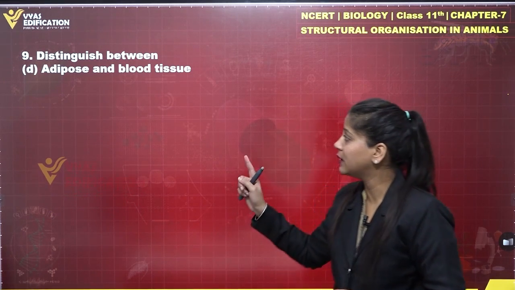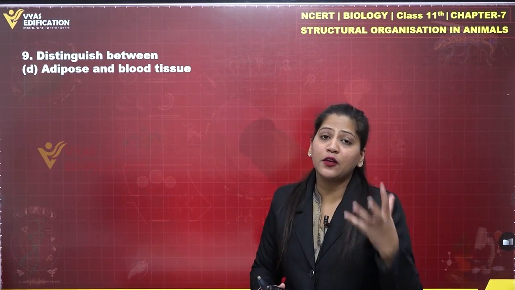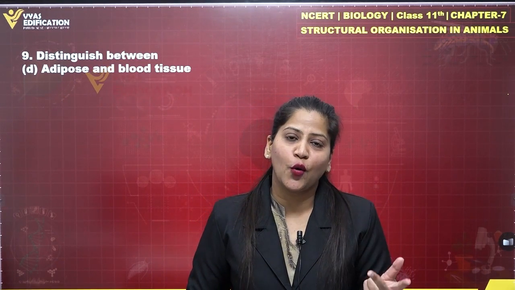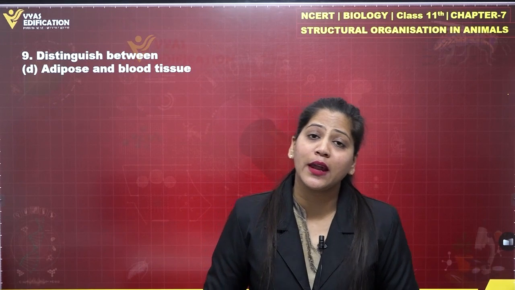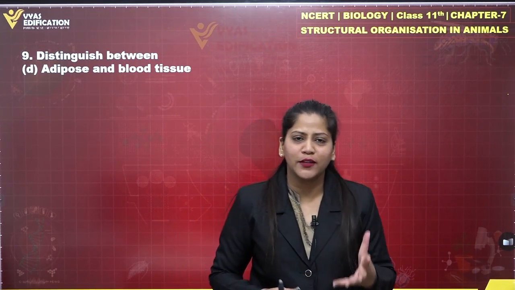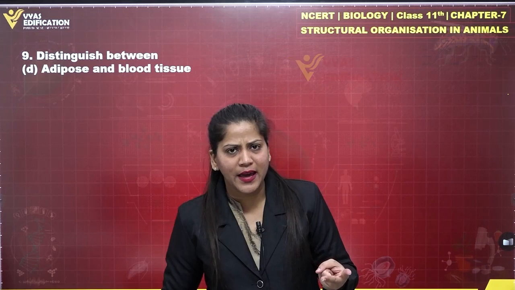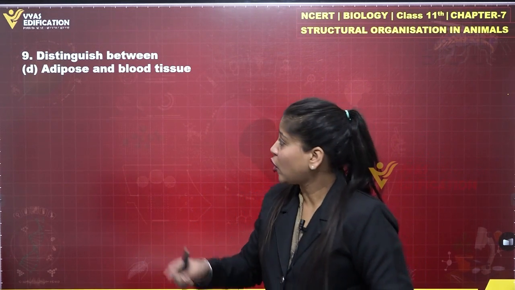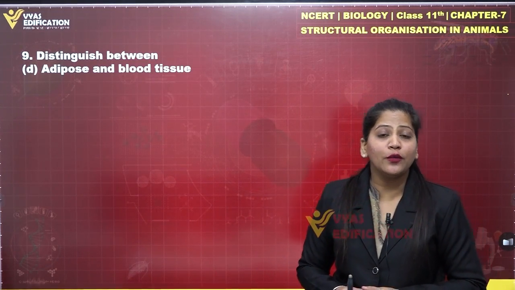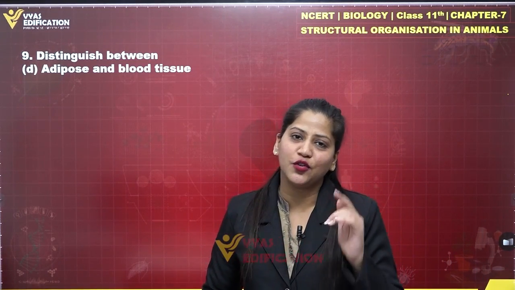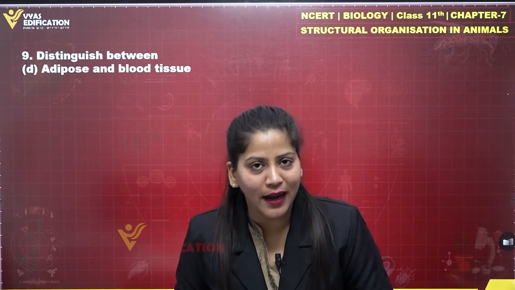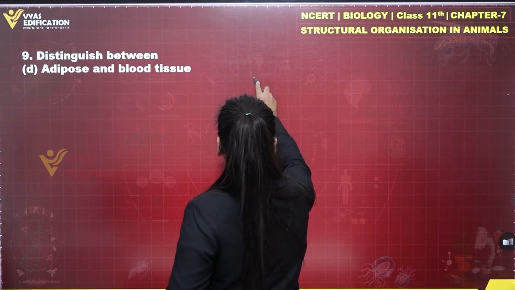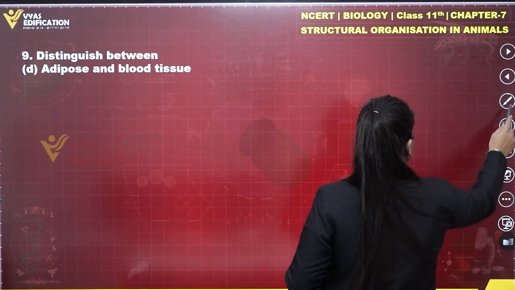Then, what is the function of adipose tissue? It helps in the synthesis, storage and metabolism of fat, whereas blood functions for the transportation of food, waste, hormones, etc. in your body. The third feature: you will find adipose tissue beneath your skin, and blood tissue in your blood vessels. Now let's write the answer.